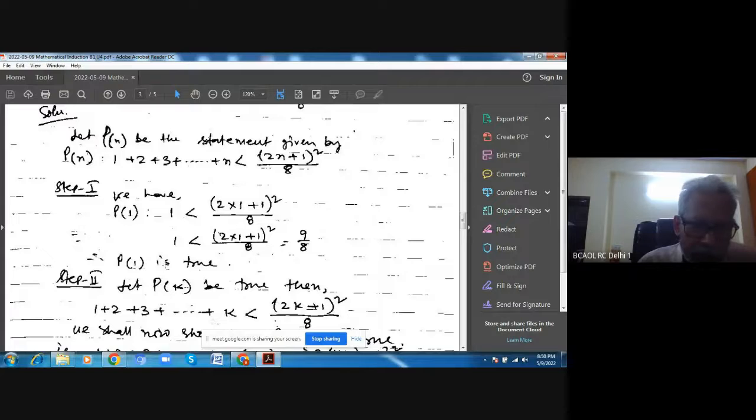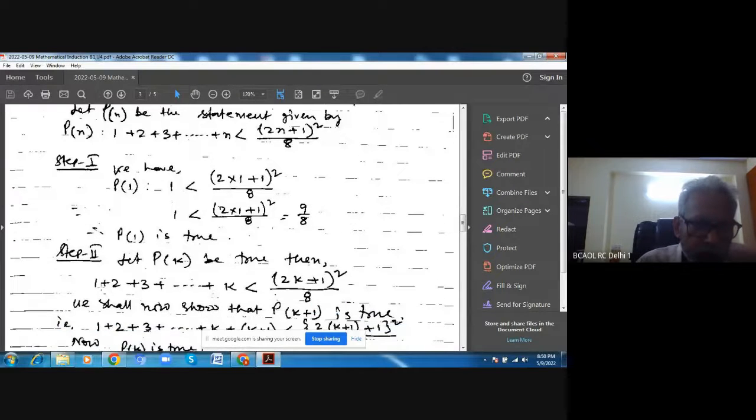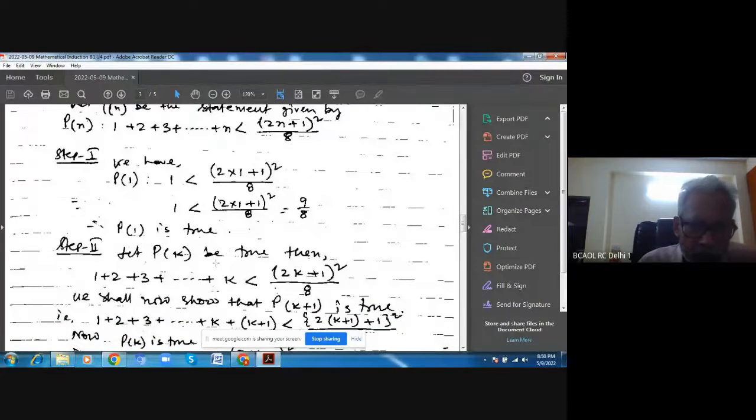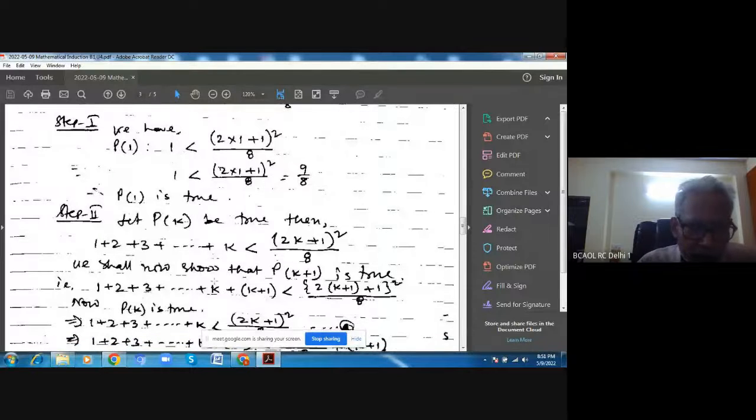So now P1 is true. So the first step is true. Now going to the second step. Again, as usual, Pk, we have to consider this Pk. Then whatever will happen, instead of n we can write k. As it is, n is changed to k in these things. Then we have to prove the same thing. We have to write: we shall now show that P k plus 1 is true. So we have to show it.